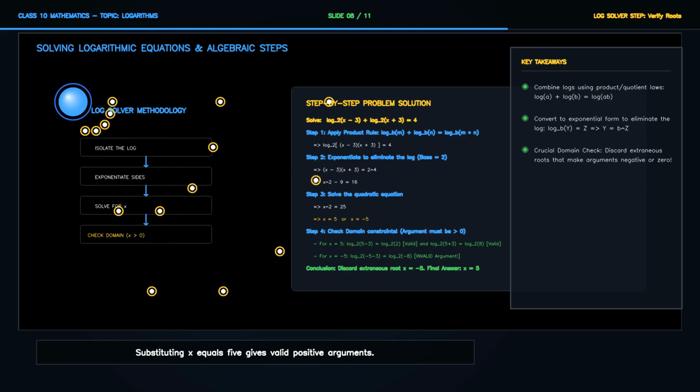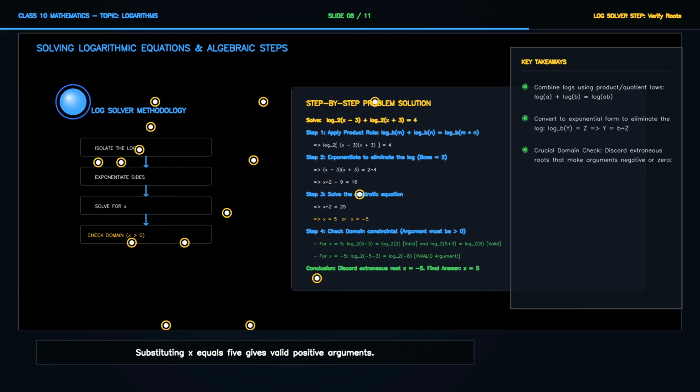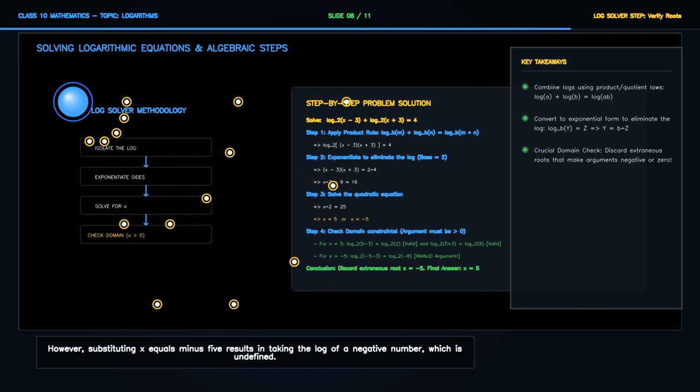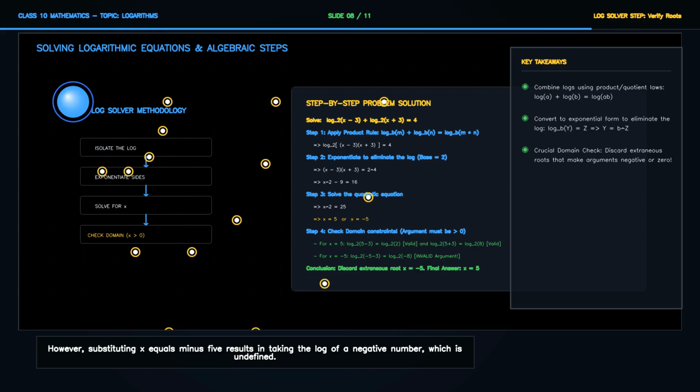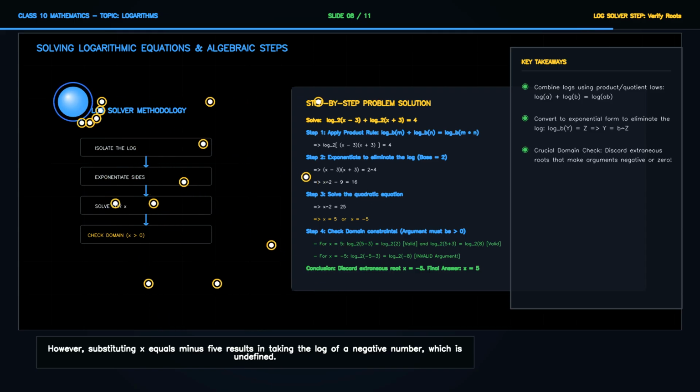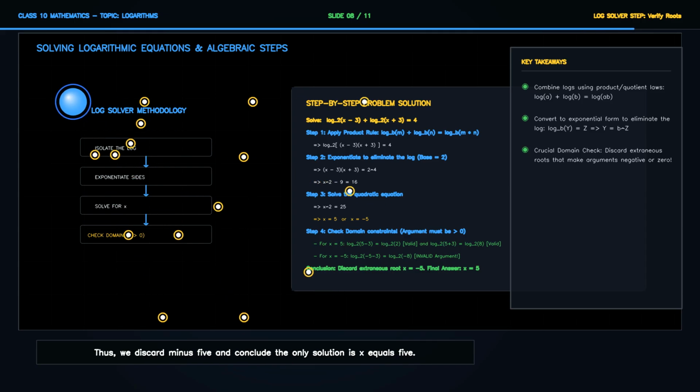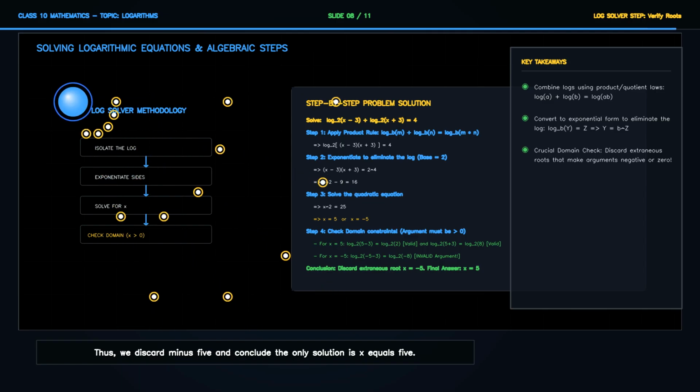We must verify these roots. Substituting x equals 5 gives valid positive arguments. However, substituting x equals minus 5 results in taking the log of a negative number, which is undefined. Thus, we discard minus 5 and conclude the only solution is x equals 5.